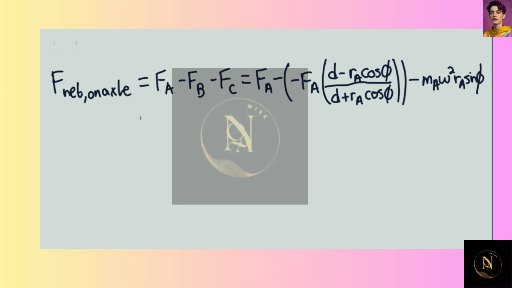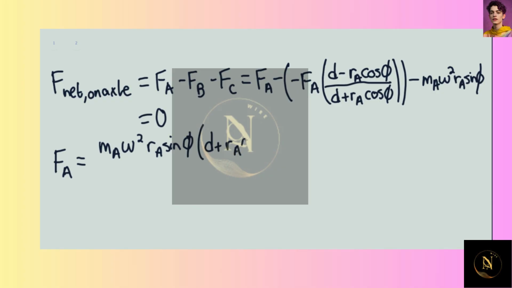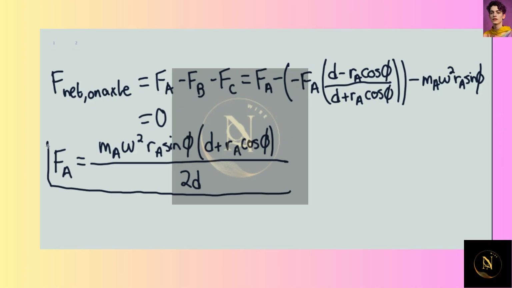We know that this is going to be equal to 0, and so we can solve for F sub A and say F sub A is going to be equal to m sub A omega squared r sub A sine of phi multiplied by d plus r sub A cosine of phi, divided by 2d. And so this would be our answer for the magnitude of force sub A.